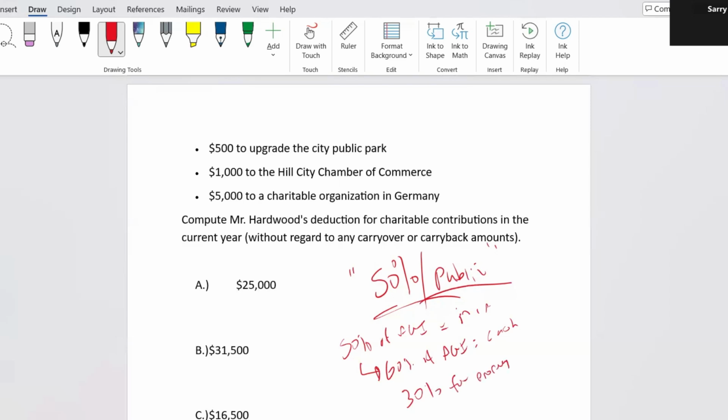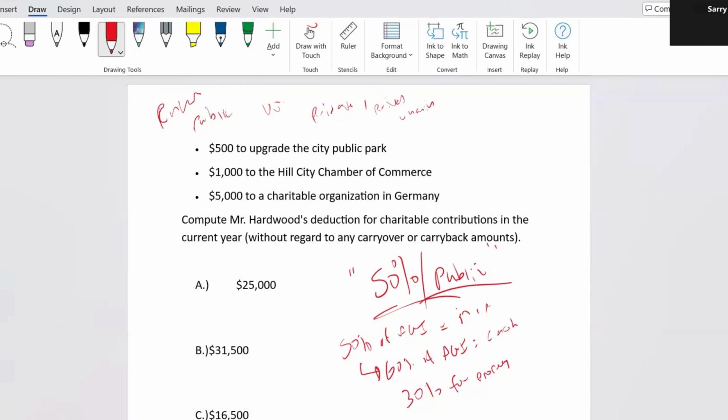If the question was to a private foundation, it would be different. So there's a difference between a public charity and a private charity. Typically, a church is a public charity. The AGI limits are different for contributing to a public charity versus a private foundation. So it's asking us what's the total amount? Let's go in and calculate each one.